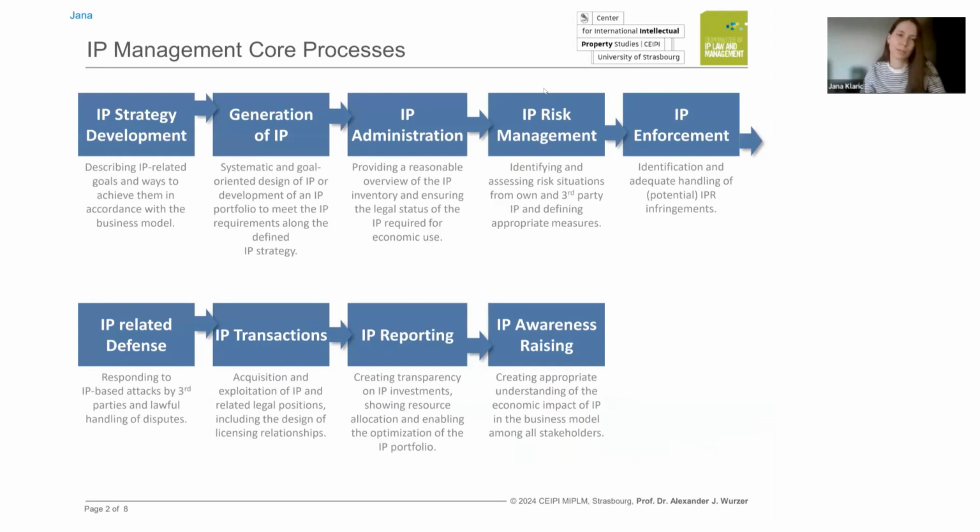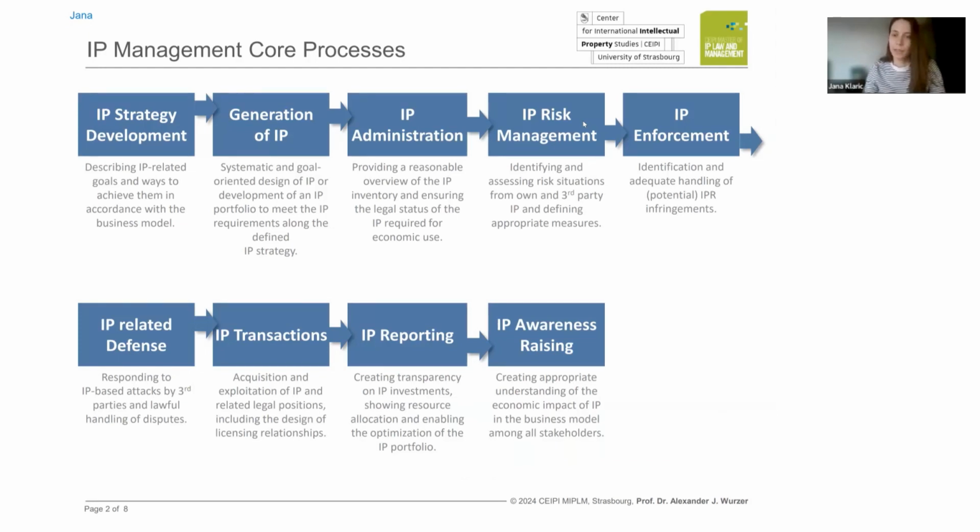So the first task of our group was to define the core processes and describe them a little bit. So you can see them on the screen. First part of the process is to develop the IP strategy, as we have already learned. The development of IP strategy consists of describing IP-related goals and ways to achieve them in accordance with the strategy.